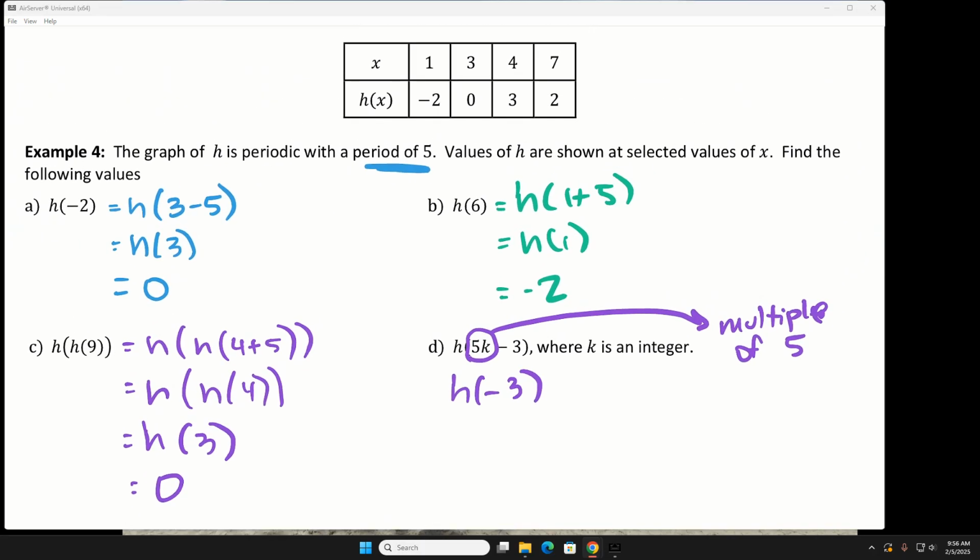Now, unfortunately, negative 3 isn't in our table, but we can just keep doing what we've been doing. Choose a number that is in the table and add or subtract a multiple of 5 to it to get negative 3. I think I heard somebody say it, 7 minus 10. And then h of 7 is just 2. So I feel like this uses a different part of your brain, a problem-solving part, to figure this out.